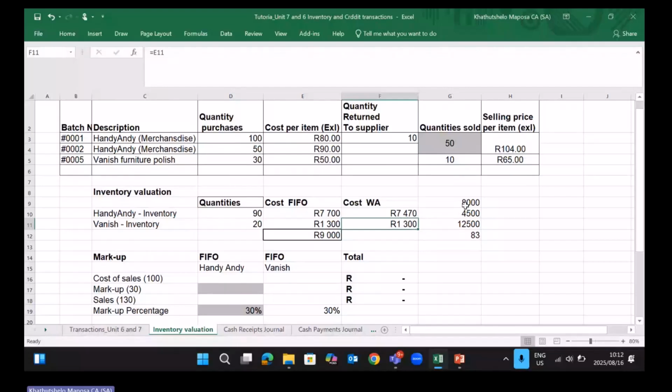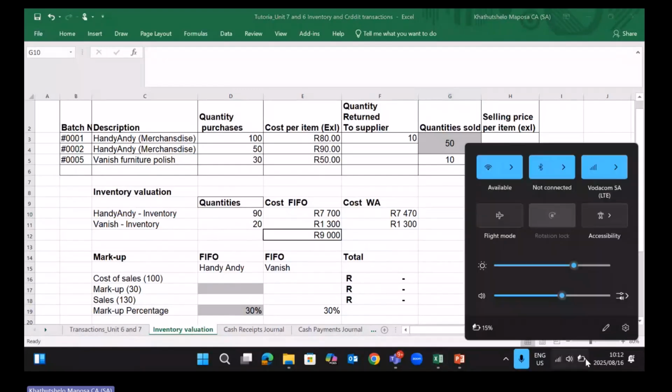Before we move to the next leg, which is the determination of the markup and the cost, I want us to take a 5 minute stretch break.